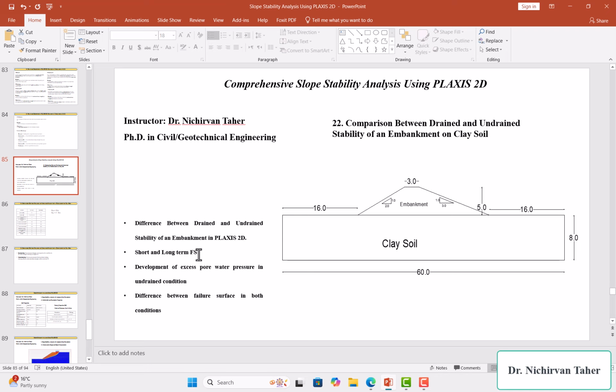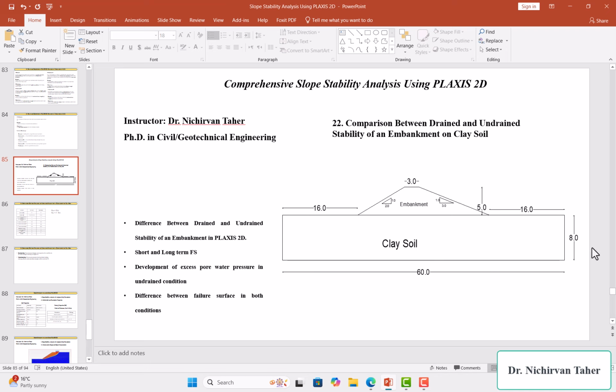So we will see the difference between factor of safety in both conditions. Also, we will see how the excess pore water pressure is developed in undrained condition, and we will see the difference between failure surface in both conditions. This is going to be our example.